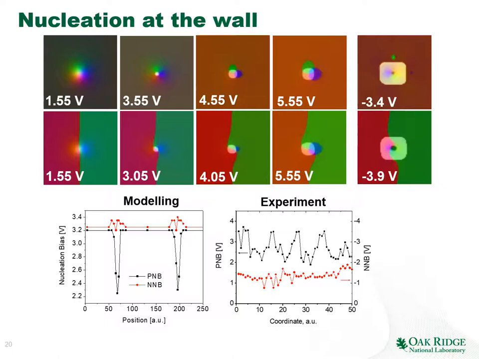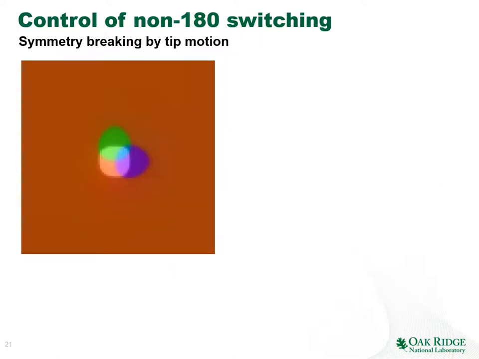So this modeling was very useful because it basically explained why the switching at the domain wall happens differently from the switching in the bulk. But it also allowed us to propose a way to control the non-180 degree switching. And the way to do it is by breaking the symmetry by the motion of the tip. So the idea is very simple. Imagine that we apply bias in this location and we create this pattern of the 180 degree switched domain.